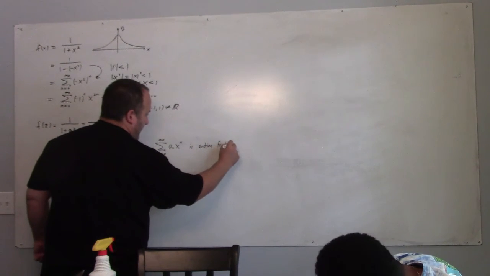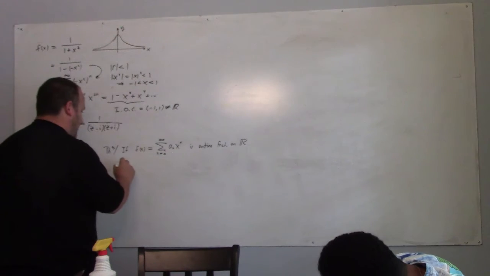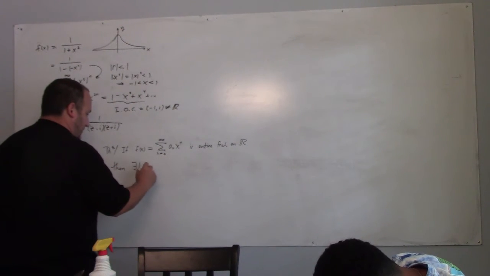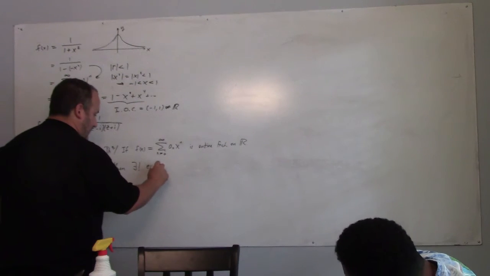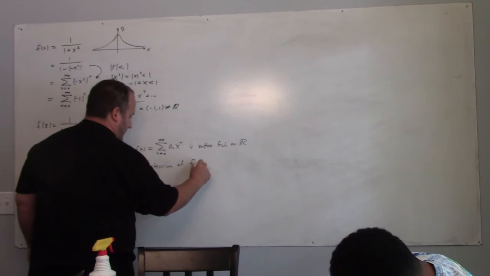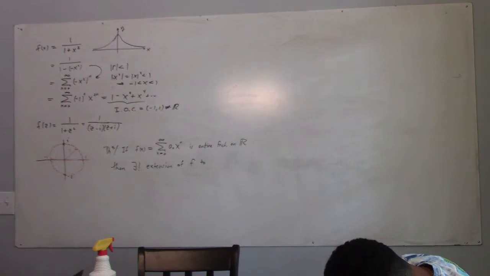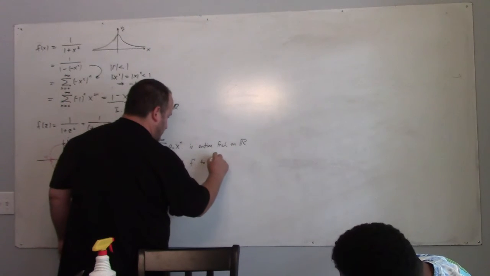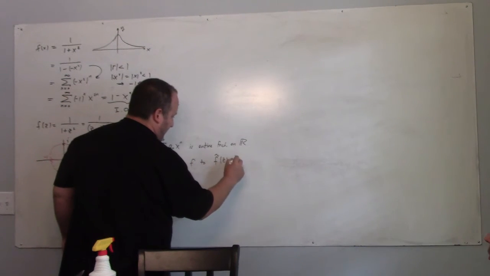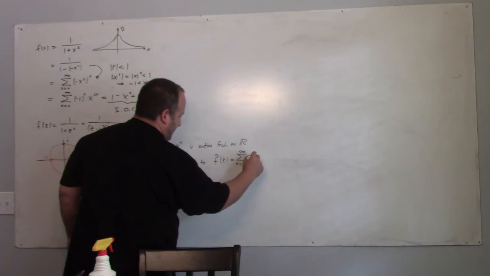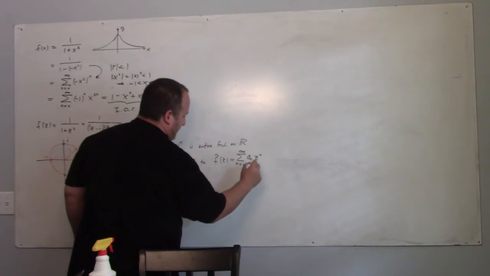Function on the reals, right, then there exists a unique extension of f to, what's my notation? I guess I call it f tilde. And the formula for the extension is shockingly just this: sum n equals 0 to infinity, use the same coefficients, z to the power n.